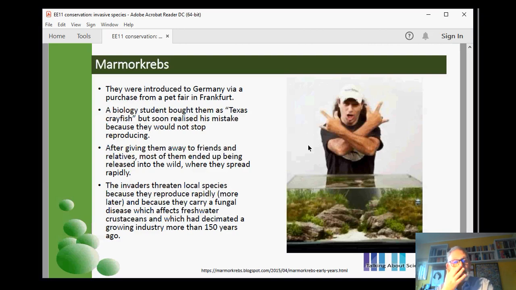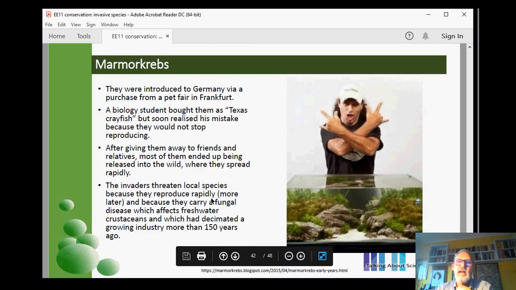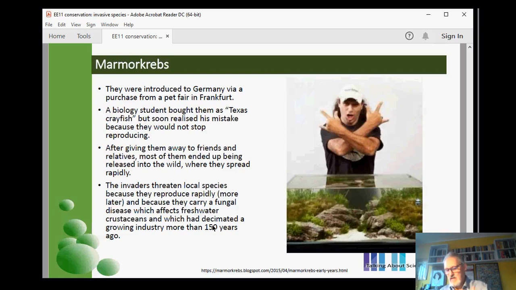And so this is a bit of a problem, because they are extremely, let's say, productive. You get lots of new crayfish very, very quickly. And they also carry a fungus, which is extremely deleterious to the local crayfish species, because there are naturally in the local ecosystems crayfish.